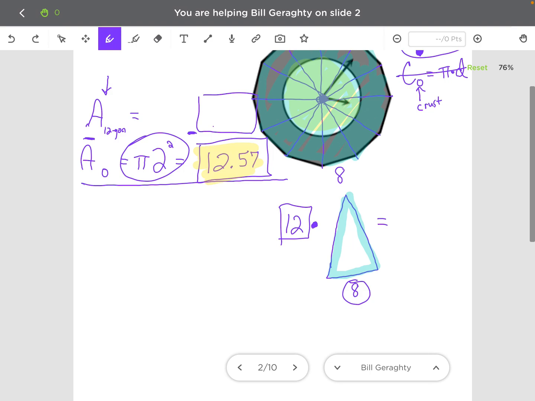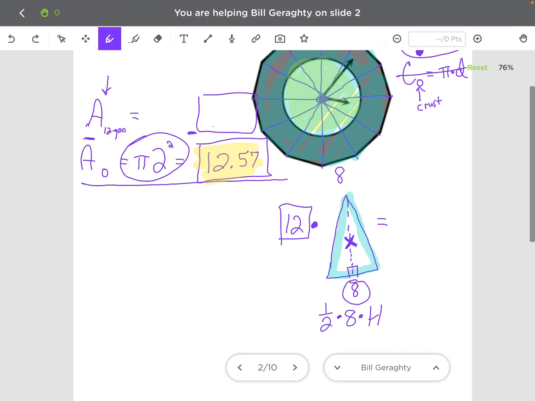So to find the area of this triangle, it is 1/2 times the base, which is 8, times the height, which we do not have. So I'm going to drop that right there, and that's going to be my height. I will call this x because I need that. I don't know what it is.